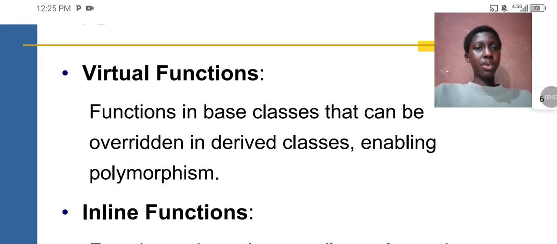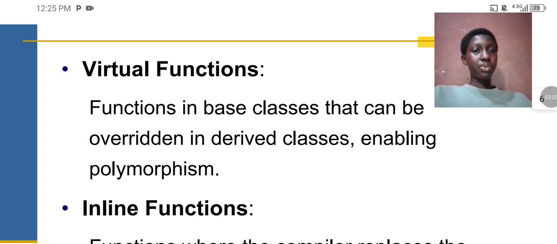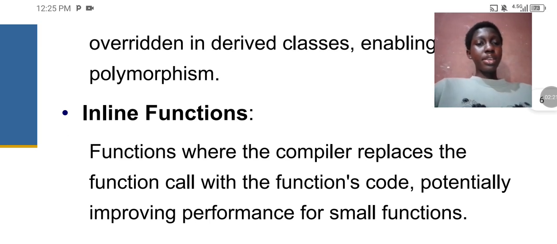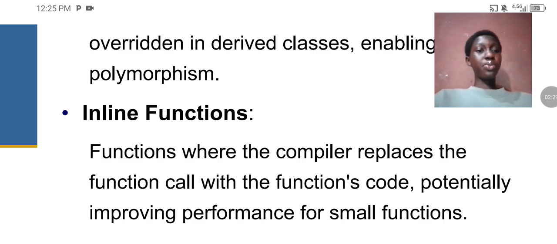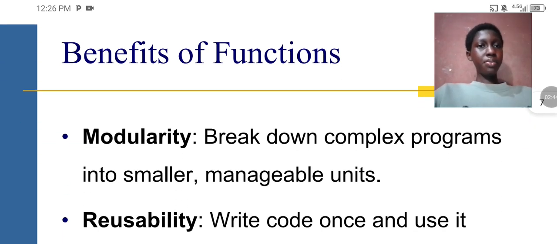We have the other types of functions. We have virtual functions. Virtual functions are functions in base classes that can be overridden in derived classes, enabling polymorphism. For classes, I'll be treating them in my next video, so stay tuned for it. Inline functions are functions where the compiler replaces the function call with the function's code, potentially improving performance for small functions.